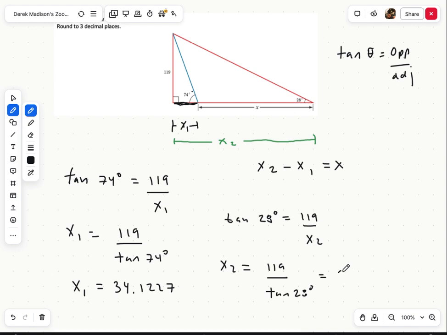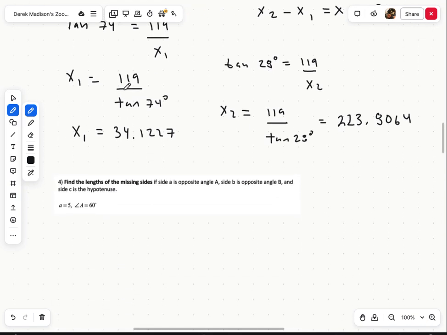And I threw that in the calculator, I got 223.8064. After that, I can say this number, which is our x2, minus this number, which was our x1, and what that got me came out to 189.684 when I threw that in the calculator. So yeah, that would be that one.